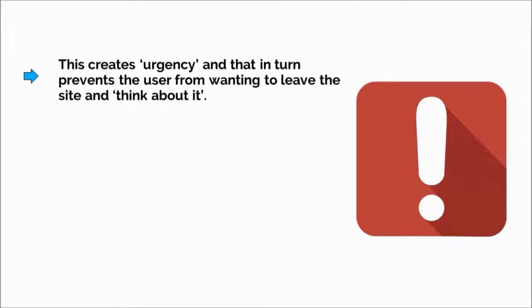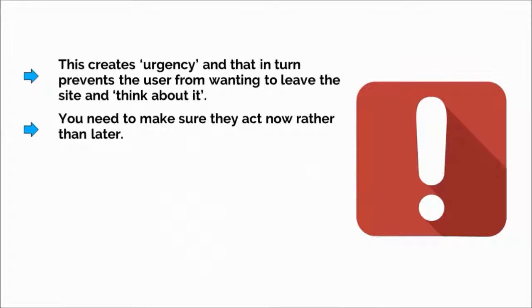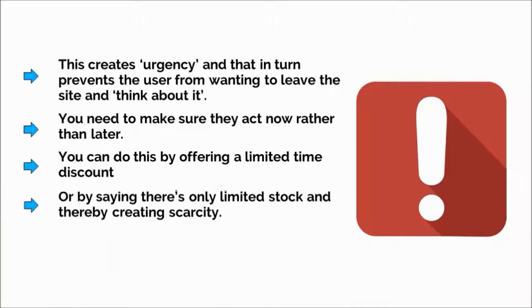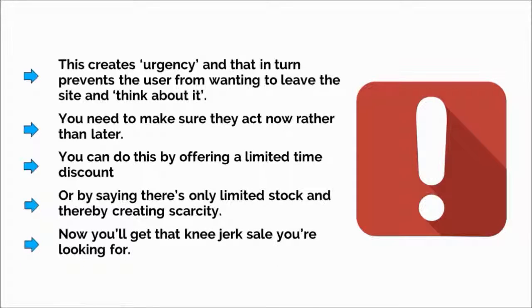This creates urgency, and that in turn prevents the user from wanting to leave the site and think about it. You need to make sure they act now rather than later. You can do this by offering a limited time discount. Some affiliate schemes give you flexibility over the pricing. Or by saying there's only a limited stock and thereby creating scarcity. And this also makes the product seem more popular. Now you'll get that knee-jerk sale that you're looking for.